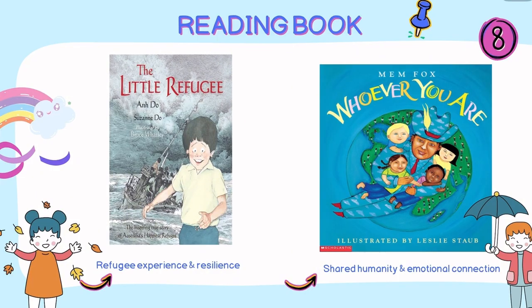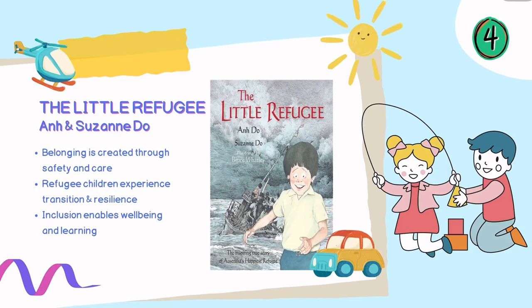The first book, The Little Refugee by Anne and Susan Doe, tells the true story of a child who is forced to flee his home and rebuild a sense of safety and belonging in a new country. The key message of this story is that belonging is not automatic. It is related to safety, care, and human connection. The book highlights that children from refugee backgrounds may experience fear, loss, and disruption, yet they also demonstrate resilience and hope when they are welcomed and supported.